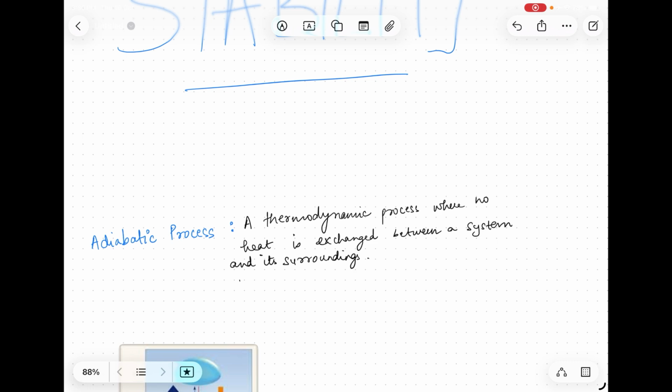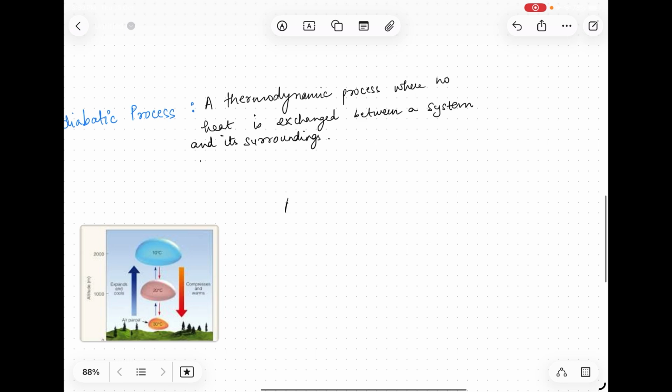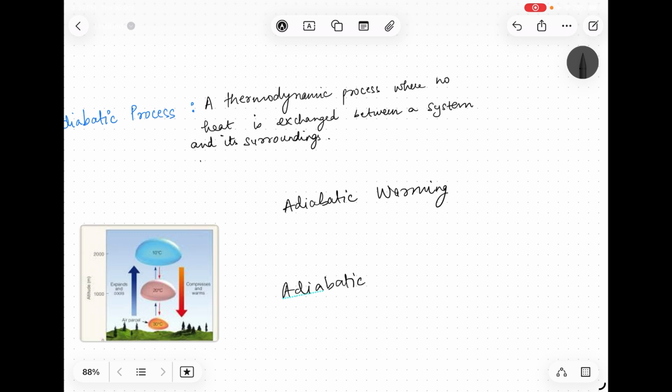And why do we need to know? So there is something known as adiabatic warming, and there is something known as adiabatic cooling. So what is an adiabatic process? It's a process where there is no heat exchange within the system. It is either getting cold or heated, but there is no exchange of heat. That's it. It's in isolation, right? Insulation. So now we talk about adiabatic warming and adiabatic cooling.